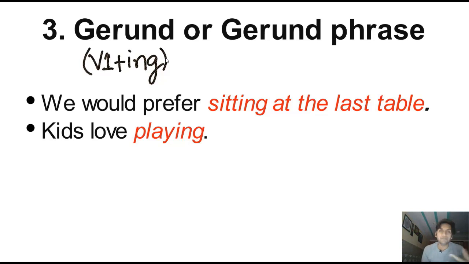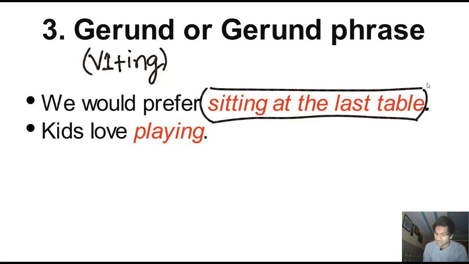Examples. I would prefer, if I end the sentence here without saying what I would prefer, it would not be complete. All right. We would prefer what? Prefer what? We would prefer sitting at the last table. This is what we would prefer. So it's a gerund phrase starting with the gerund sitting, right? Working as a noun, working as the object of the verb prefer. Since it's completing its meaning, we'll call it a verb complement. Second example.